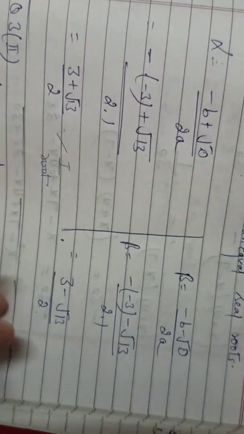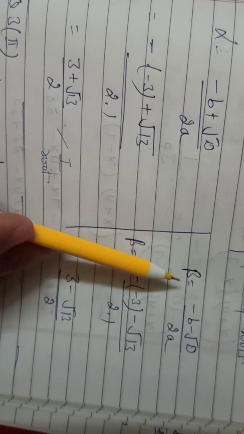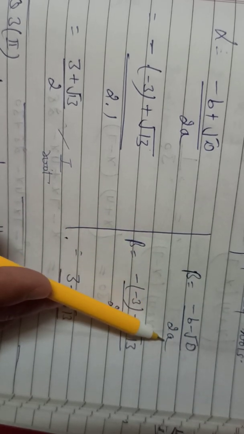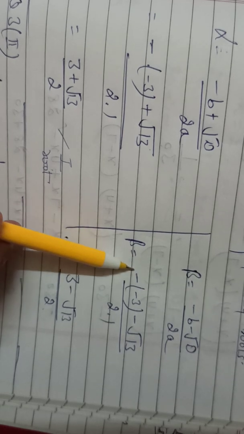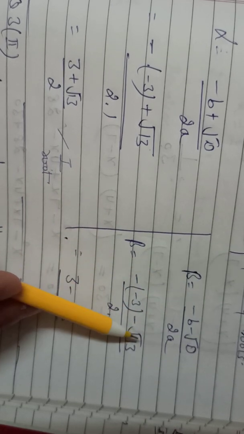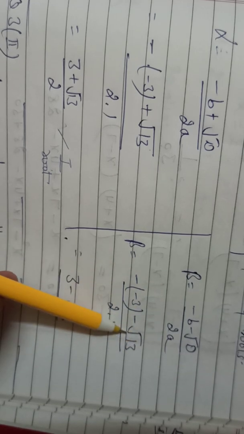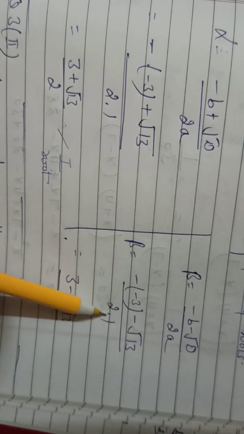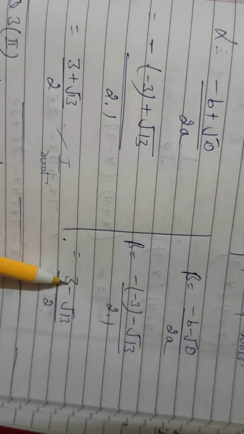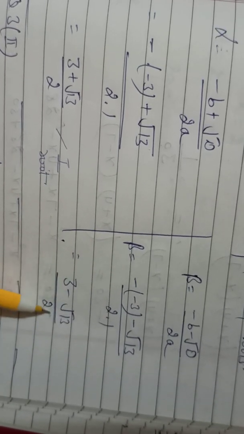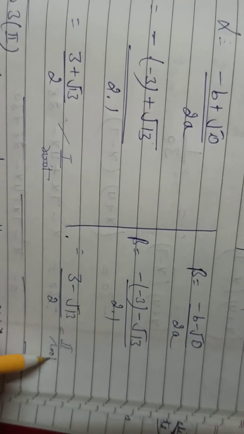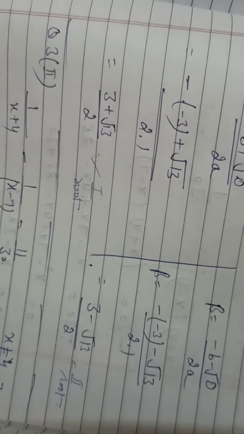Clear? Now come to the second root. Beta is equal to (-b - root D) upon 2a, equal to minus, what is b? Minus 3, minus root, what is D? 13, upon 2. a is 1. Minus minus plus 3 minus root 13 upon 2. This is your second root. Is it clear, children?